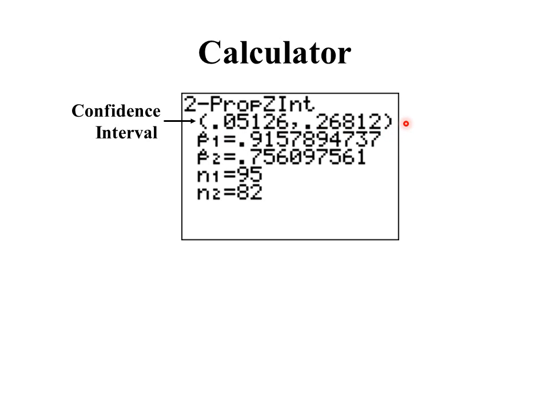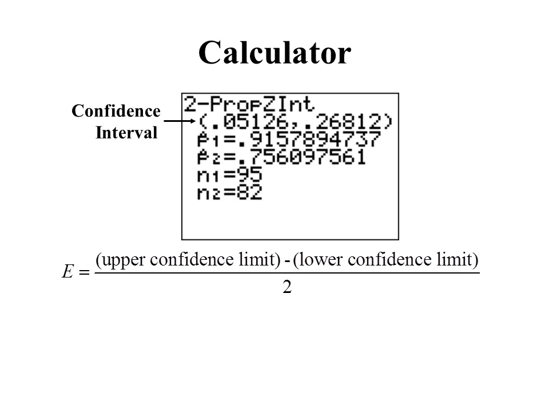If we compare that to what we calculated by hand, we see that they are, within rounding error, identical. And the calculator also outputs our two sample proportions and our two sample sizes. That's just so we can double check our work. Now, one thing that the calculator does not give us explicitly is the margin of error, but as with our other margins of error, we can easily calculate those once we know our limits. Take the upper limit minus the lower limit, divide by 2, and we get our margin of error.